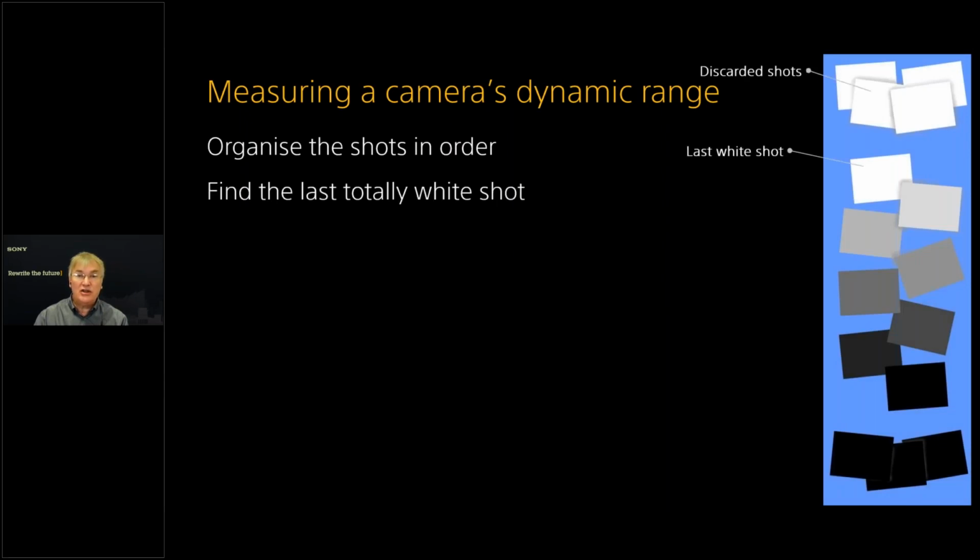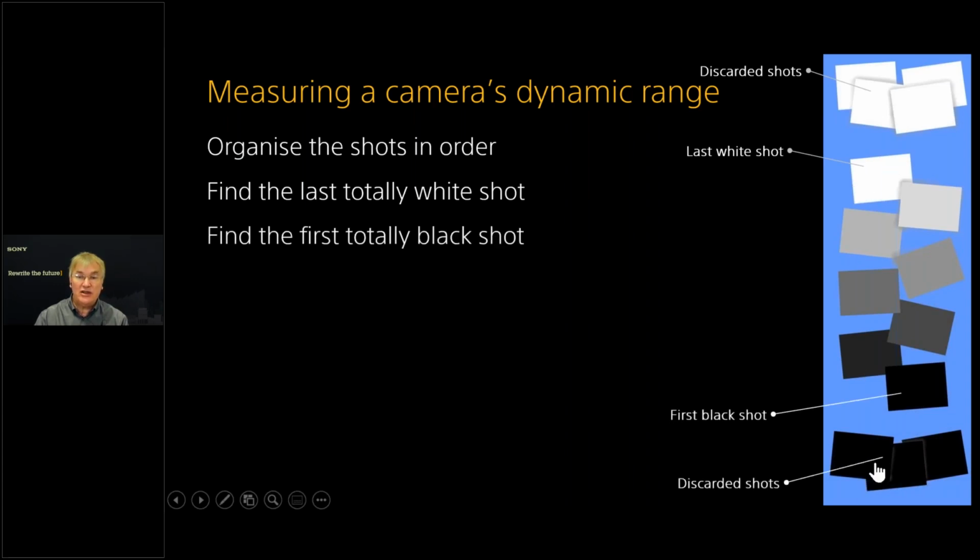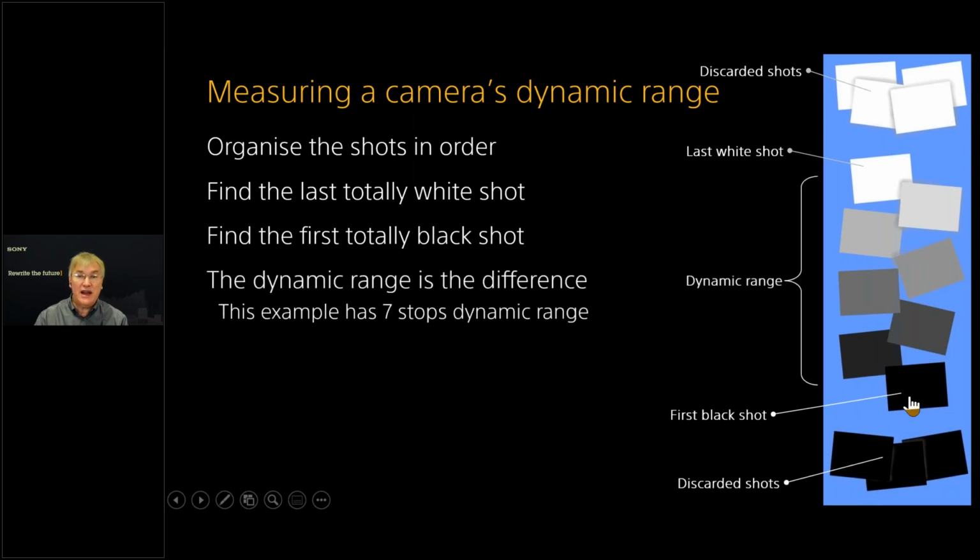So organize the shots, take out all of the white shots except for the last white shot. Then take out all of the black shots except for the first black shot here, and the dynamic range of that particular camera is the number of steps between white and black. In this case, 1, 2, 3, 4, 5, 6, 7. 7 stops of dynamic range in this particular camera. The better the camera, the more gray pictures you will have between black and white.